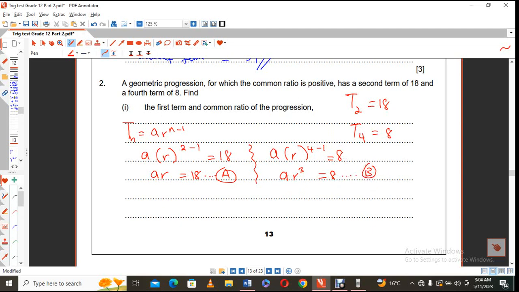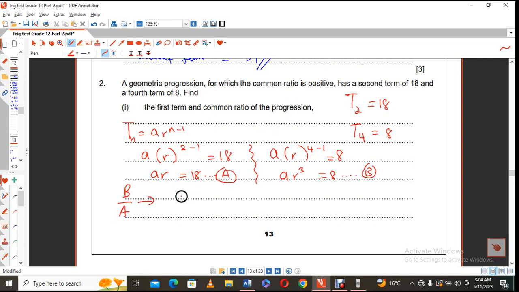So we are going to solve these two equations simultaneously by dividing one into the other. So I can say equation B divided by equation A.